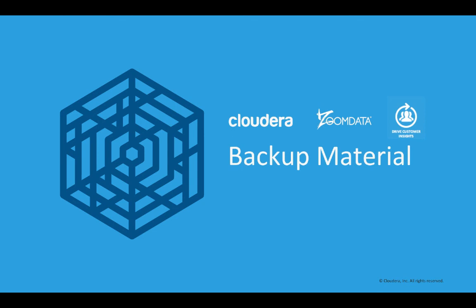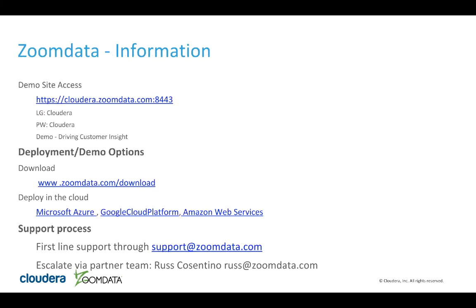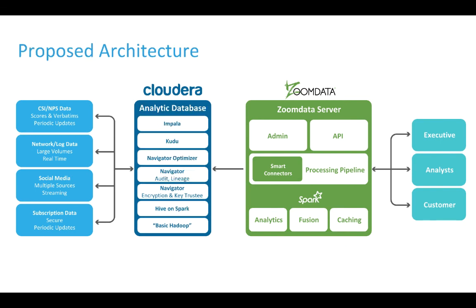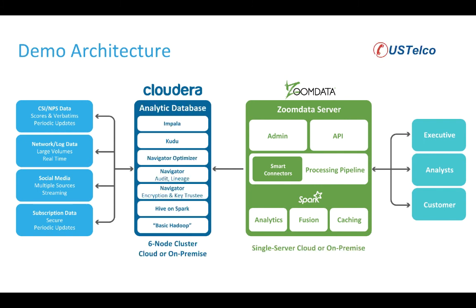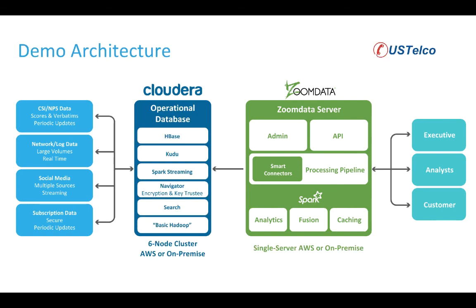In the deck that you'll see available to you on the Cloudera sales organization is some backup material, and these include pre-meeting discovery questions that will help you to tailor the conversation to your customer's requirements, as well as some information on Zoom Data, and in particular how to access the cloudera.zoomdata.com website. Also, the technical diagrams here, the demo architectures, are also available for plugging and playing, and you can see that we can select or change from an operational database to an analytic database to data engineering to a basic SKU. These are all available to be plugged and played into your presentation.